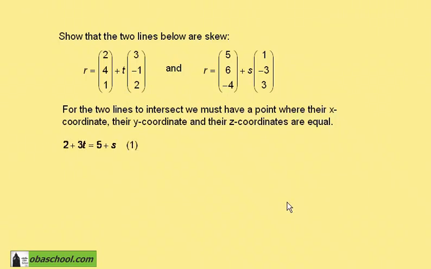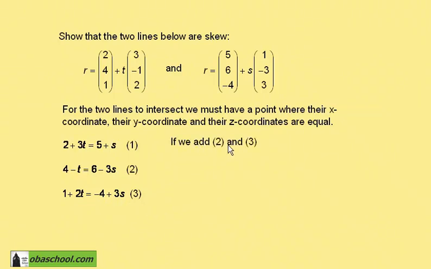So let's consider the coordinates. If we look at the x, we get 2 plus 3t is 5 plus s. We'll call this equation 1. The y-coordinates give us 4 take away t is 6 minus 3s. The z-coordinates give 1 plus 2t is minus 4 plus 3s.